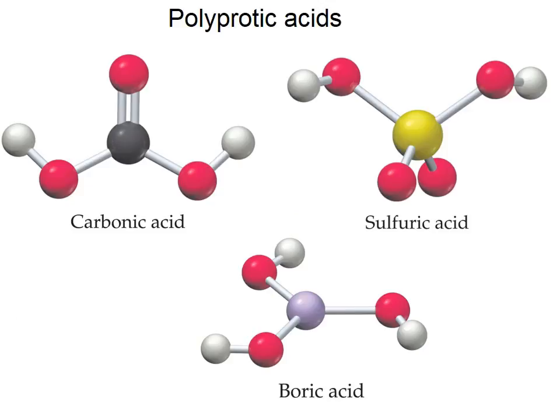So you can see carbonic acid, which is H2CO3, sulfuric acid is H2SO4, and boric acid is H3BO3. In each case you see that the hydrogen ions are connected to the oxygens which surround the central atom. In the case of carbonic acid, the central atom is carbon, in sulfuric acid it's sulfur, and in boric acid, of course, it is boron.